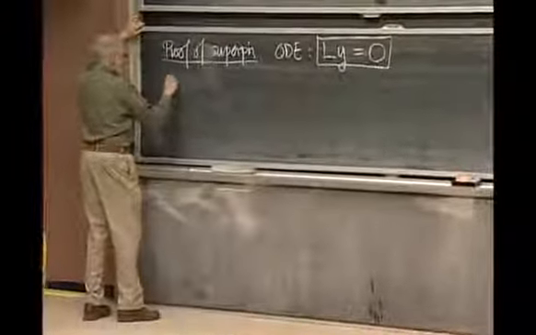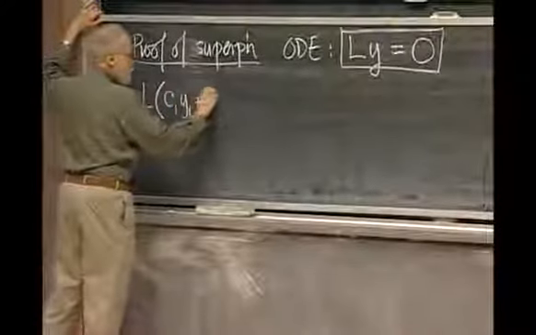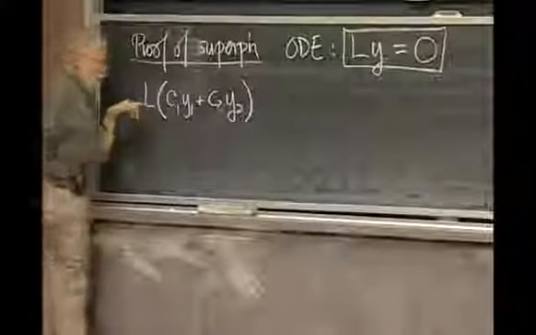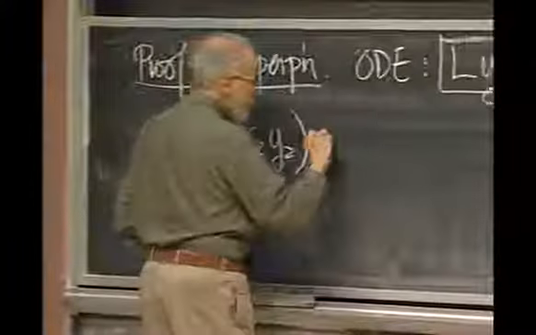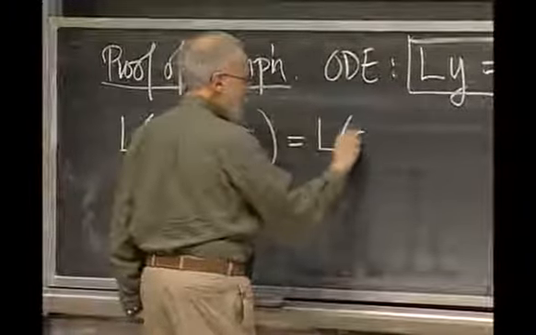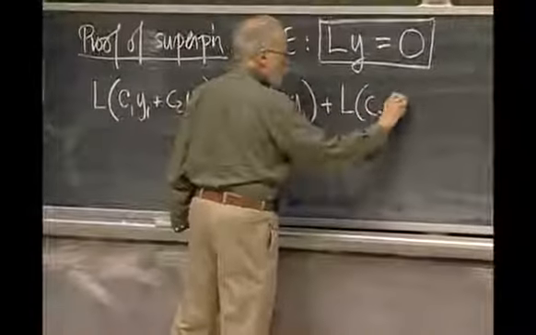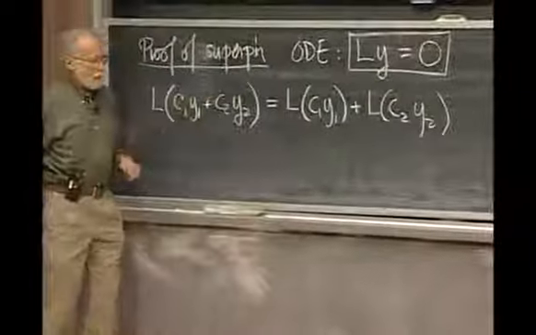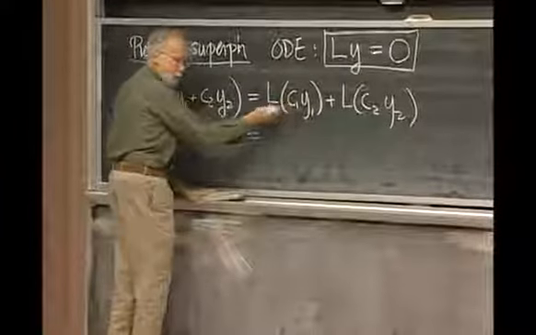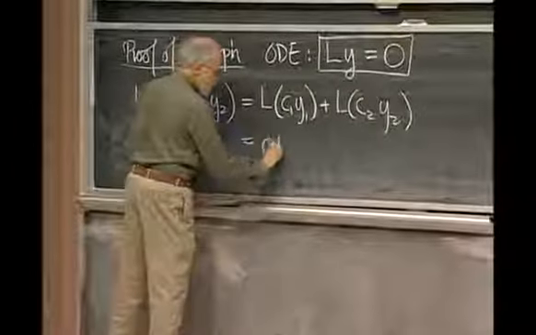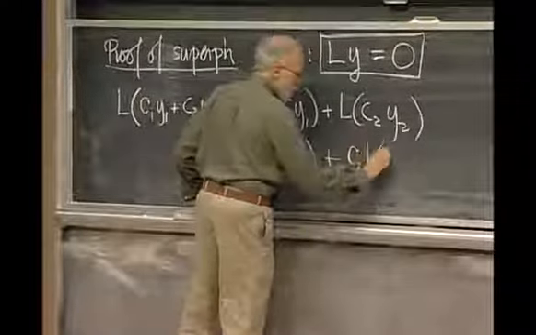So the proof then, I start by applying L to C1 Y1 plus C2 Y2. Now, because this operator is linear, it takes the sum of two functions into the corresponding sum of what the operator would be. So it would be L of C1 Y1 plus L of C2 Y2. That's because L is a linear operator. But I don't have to stop there. Because L is a linear operator, I can pull the C out front. So it's C1 L of Y1 plus C2 L of Y2.